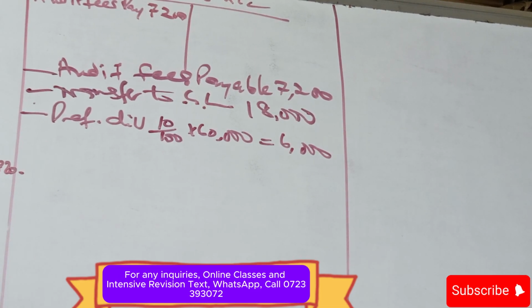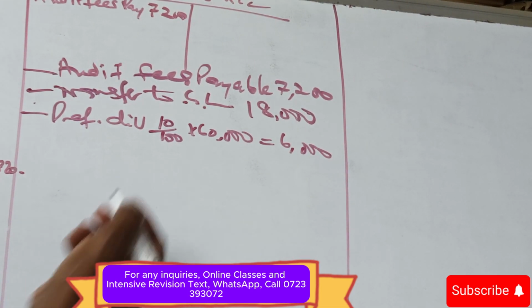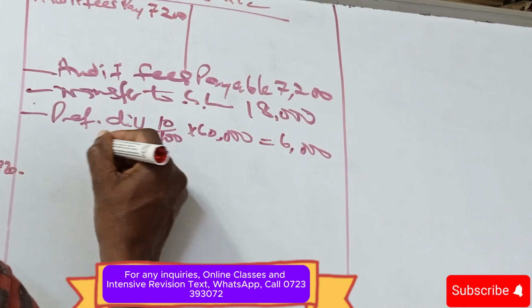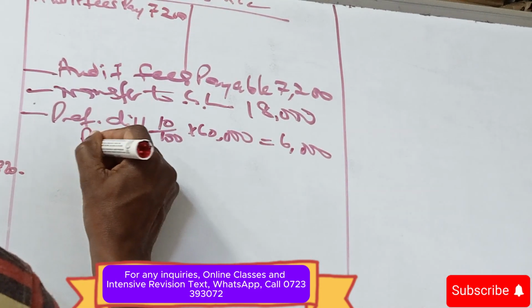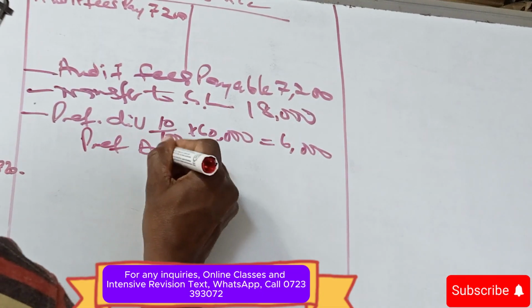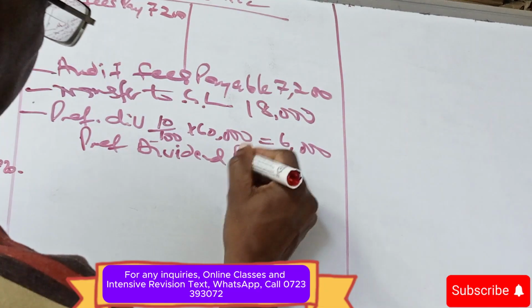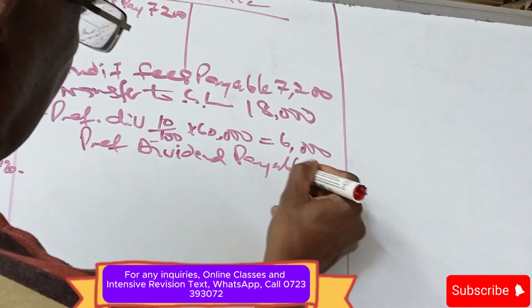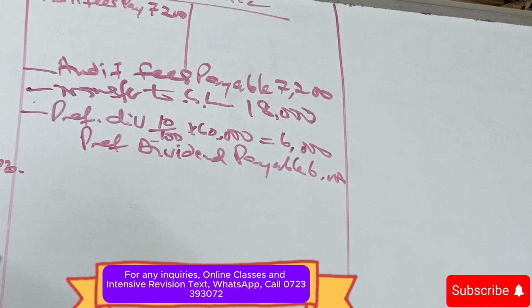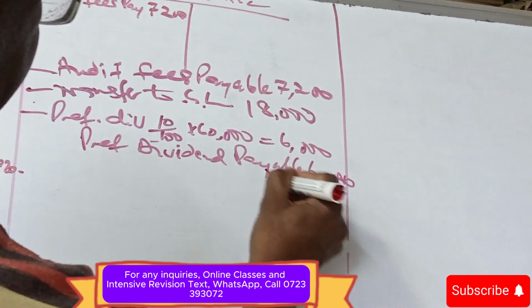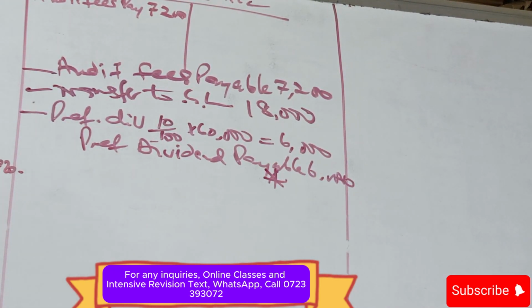Then we are told 10% ordinary share dividend to be paid. You must remember, it is also preference dividend payable. Dividend payable. It's both an expense and a liability, 6,000. Always say payable so that you're able to remember to take it to the current liabilities.